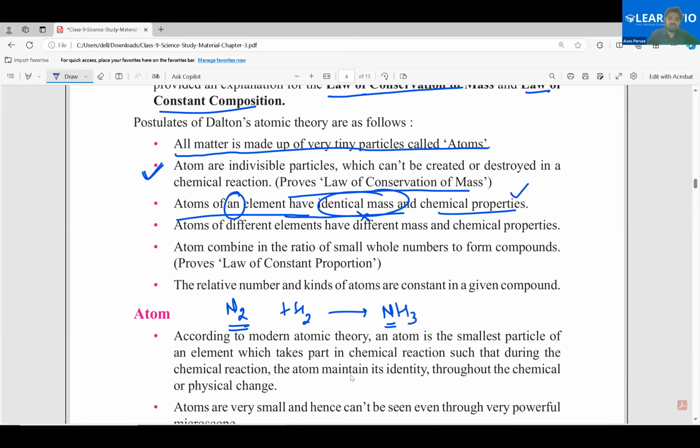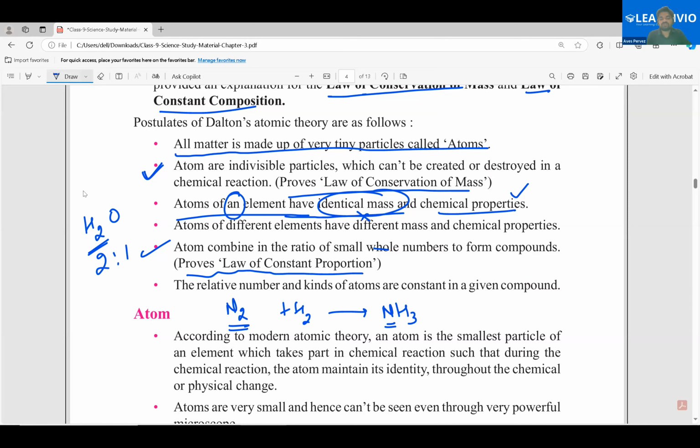Next he said that atoms combine in a ratio of small whole numbers to form compounds. When atoms combine in a small whole number ratio to form a chemical compound, this was given by the law of constant proportion, that atoms combine in a fixed ratio by mass. For example, H2 and O2 make H2O. So the ratio of hydrogen and oxygen is 1:2. Sorry, 2:1. And their mass ratio is 1:8.